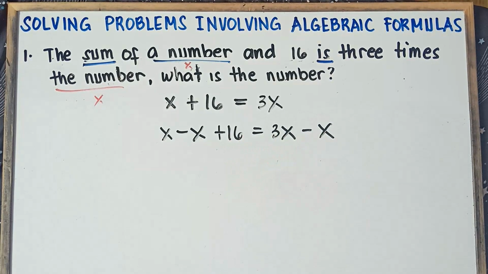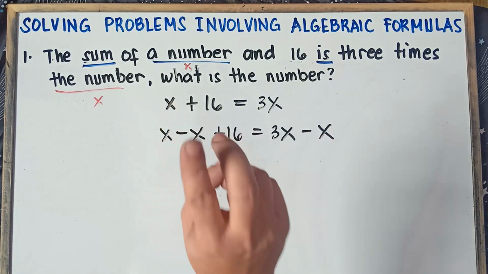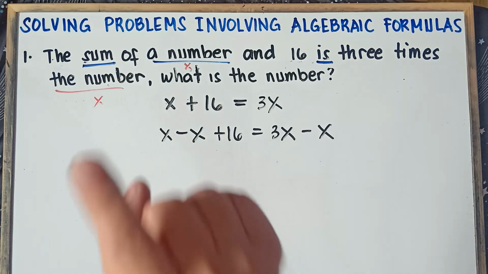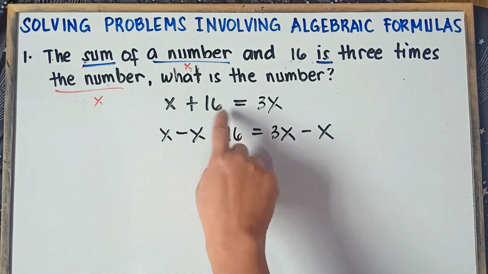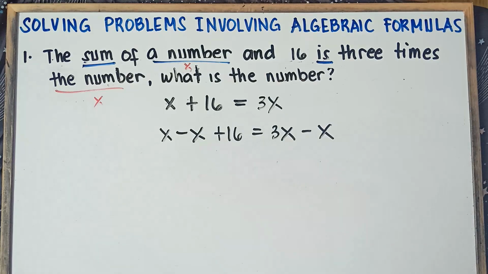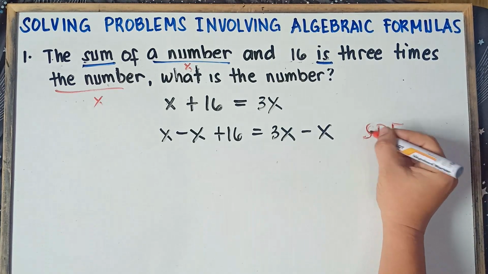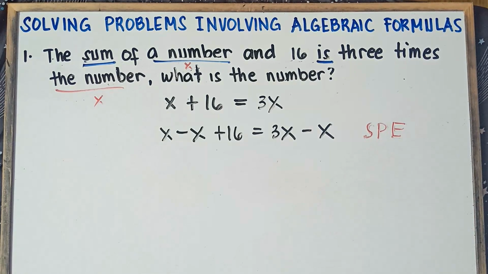Now, you'll be asking, sir, why do we need to subtract both sides by x? We need to subtract both sides by x, class, because we do have 2 letter x. To remove the first x, we subtract both sides by x because x minus x is 0. Once you subtract x on the left side of this equal sign, you also do that on the right to make the equation balance. We call this the subtraction property of equality. SPE, that would be subtraction property of equality. We don't have enough space, class, so let me just write SPE.